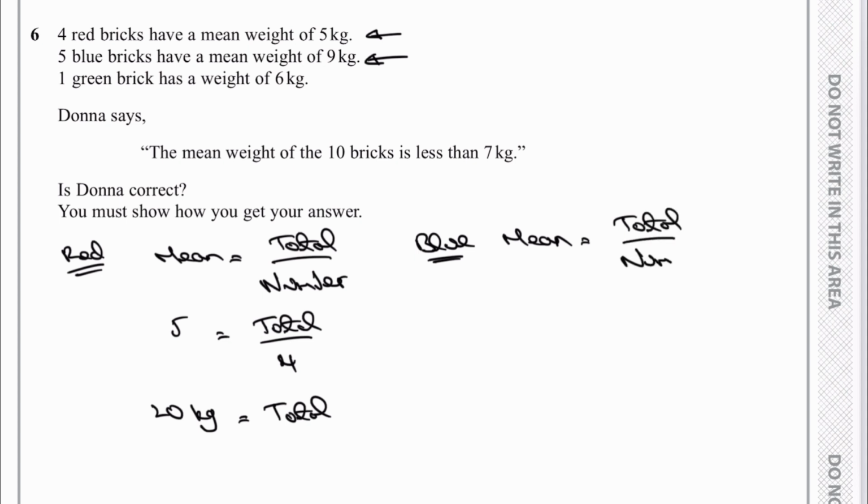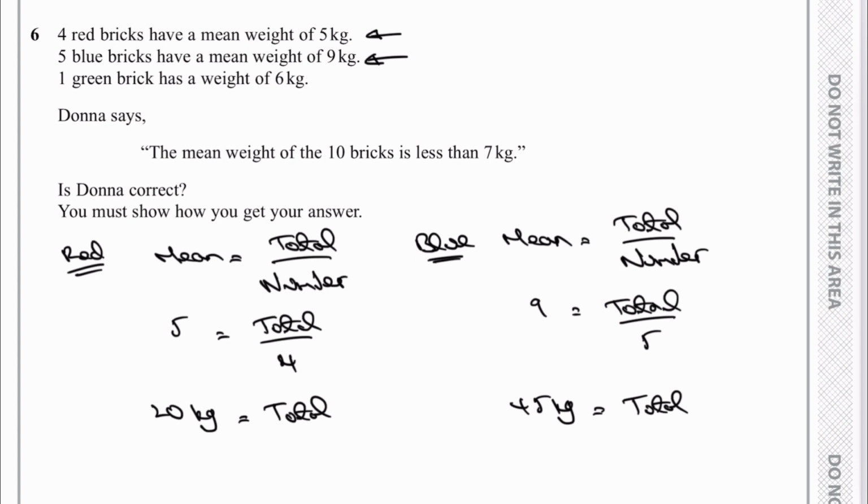Now I'm very aware not everybody will write formulas in the way I do. I always write them out every single question because it helps to cement it in my mind. So the mean is going to be 9. The total weight of the blue bricks I don't know, but I do know there's going to be 5 of them. So therefore I can figure out that 9 times 5 is 45. So the blue bricks, the total weight is going to be 45 kilograms.